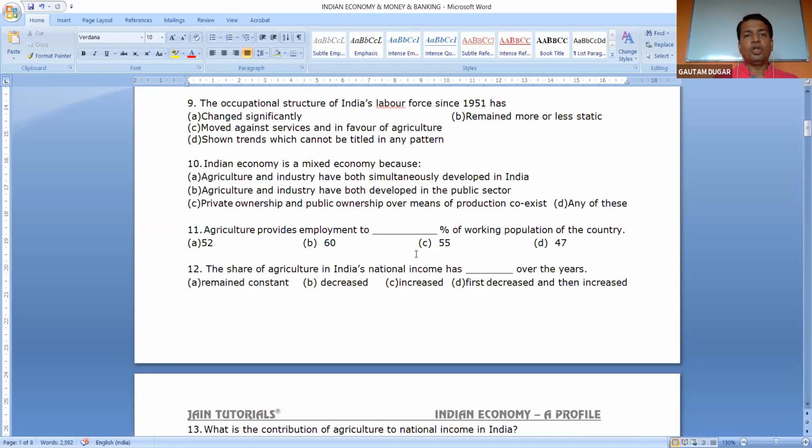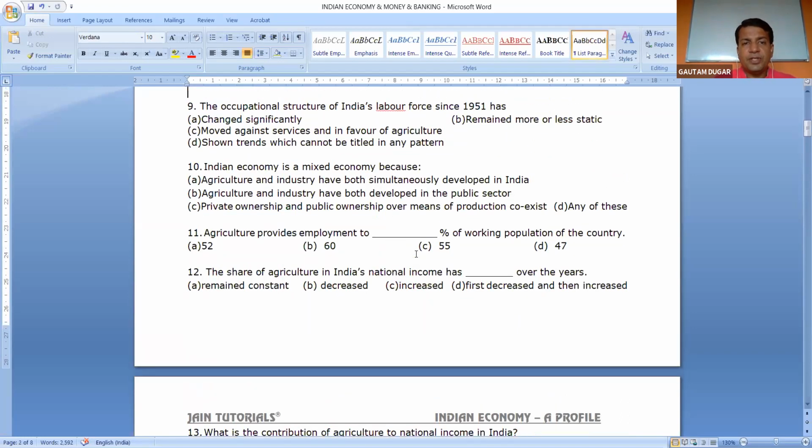Number nine. Occupational structure of India's labor force since 1951 has obviously changed significantly. We found that during independence, more people were engaged in agriculture and very few in the service sector. Now it has changed drastically. So nine is A. Number 10. Why is the Indian economy a mixed economy? Give the options. Number 10. Why is the Indian economy a mixed economy?